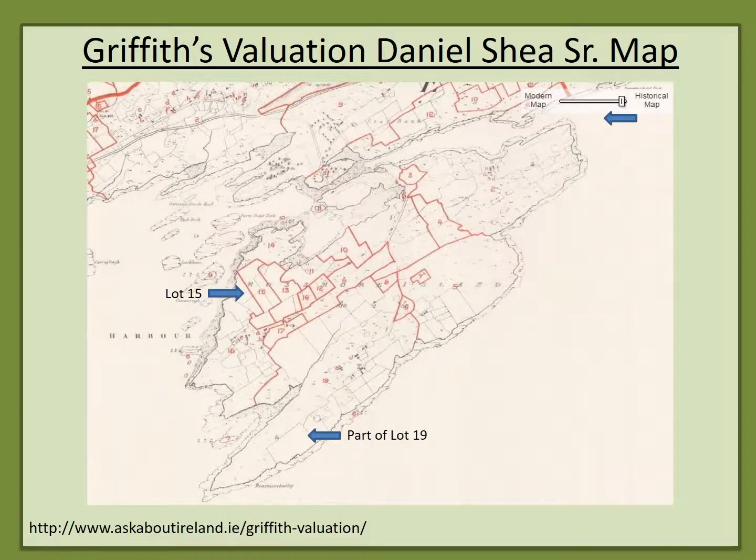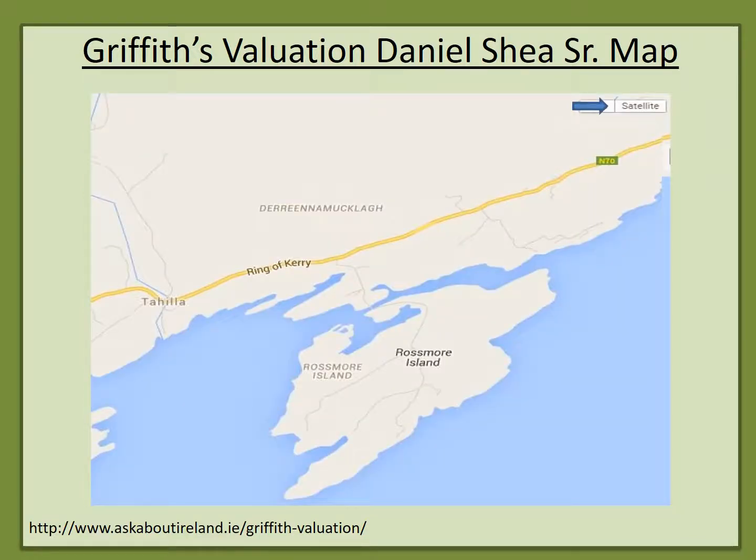Here we see Lot 15 on a historic ordnance survey map of Rossmore Island, which was the home lot for both Daniel Shea, Jr. and Sr. Daniel Shea, along with 22 others, was also shown as an occupier on Lot 19, which was further subdivided into smaller lots. By moving the slider in the upper right corner to the left, we see a modern map. Using this map, it would be possible to find and visit the home site of Daniel Shea.